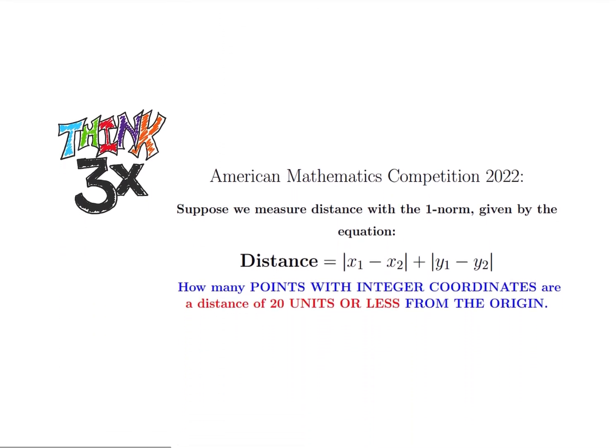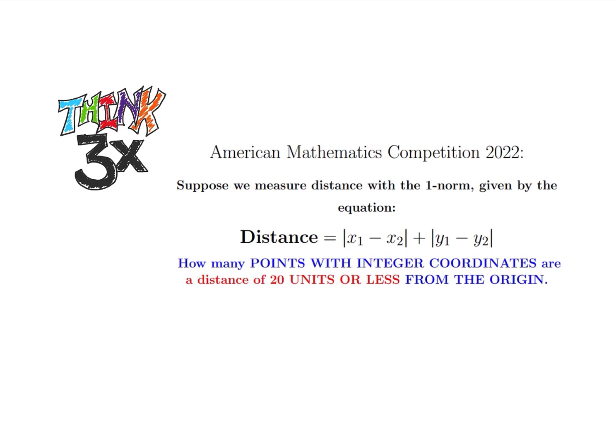So the problem we're going to be looking at is if we measure the distance with the one norm. The one norm is the sum of the absolute value of the differences between the x-coordinates and the y-coordinates of 2 points. Our question is how many points with integer coordinates are a distance of 20 units or less from the origin? If you'd like to give this a shot, go ahead and pause the video and try to work it out on your own. Otherwise, let's jump into the solution.